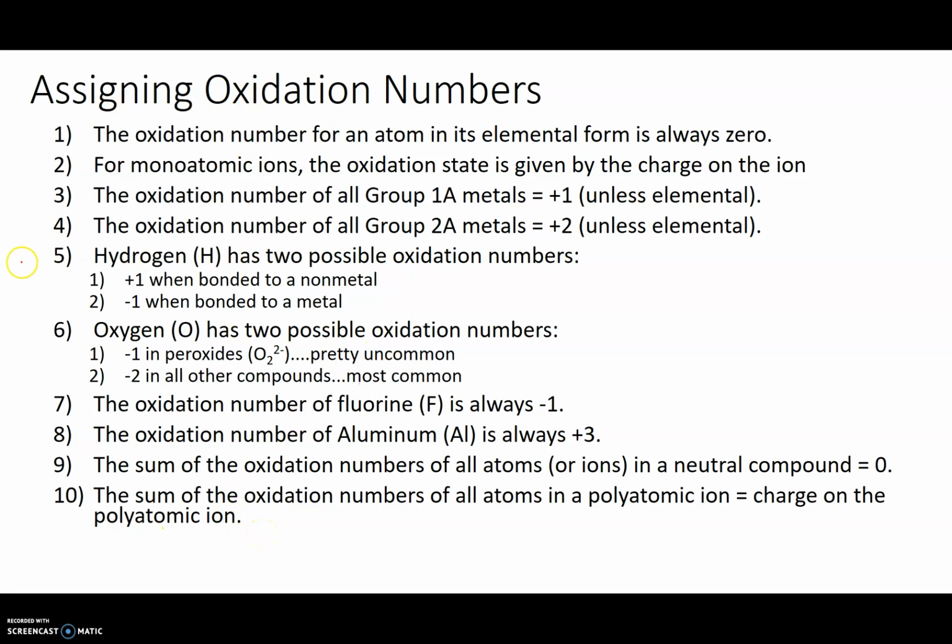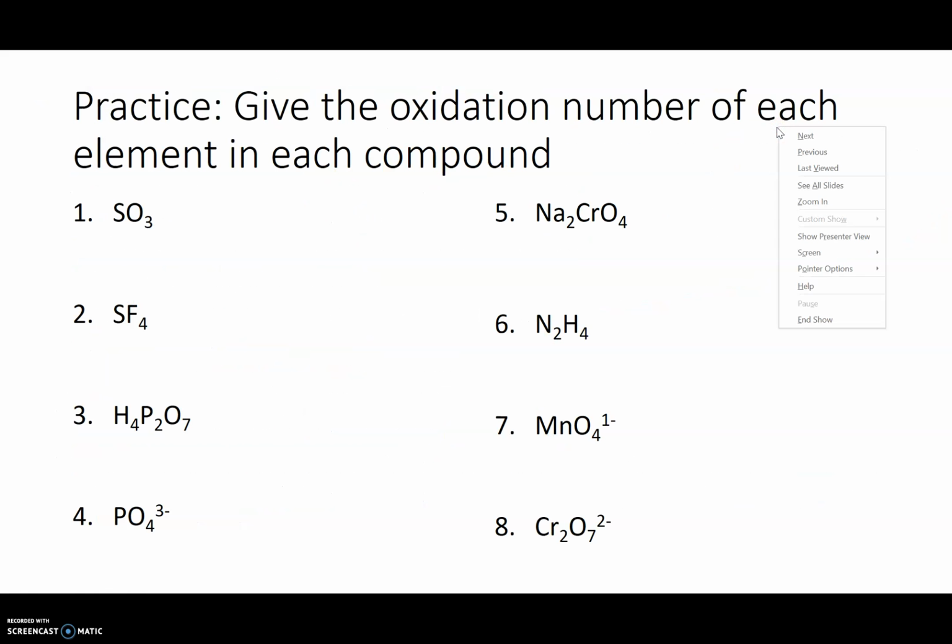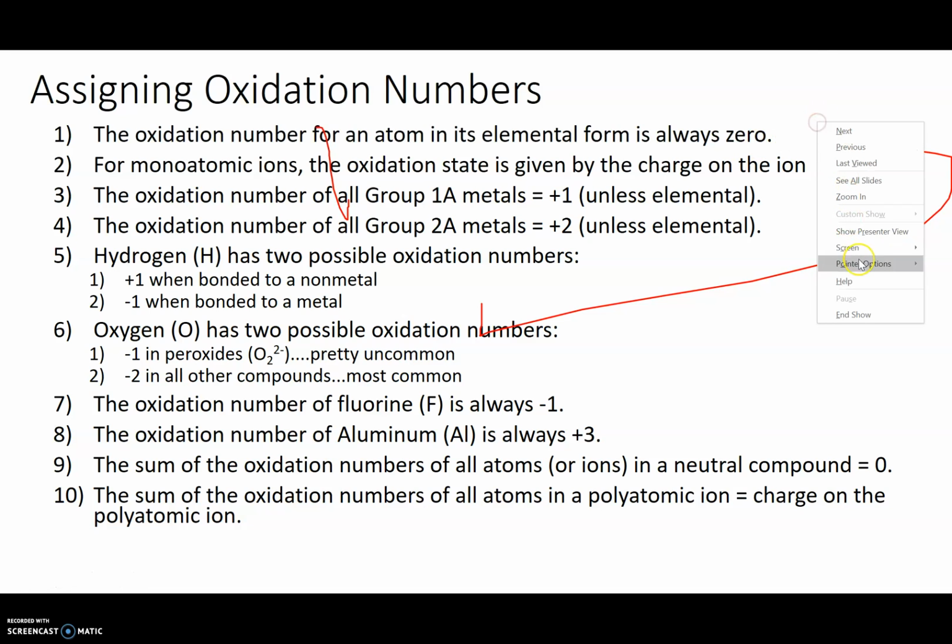So the first rule is that, and I can't find my mouse. The first rule, there it is. So the first rule is that for an oxidation number, and why is the mouse being so difficult here? Okay. So pointer options, pen. All right.